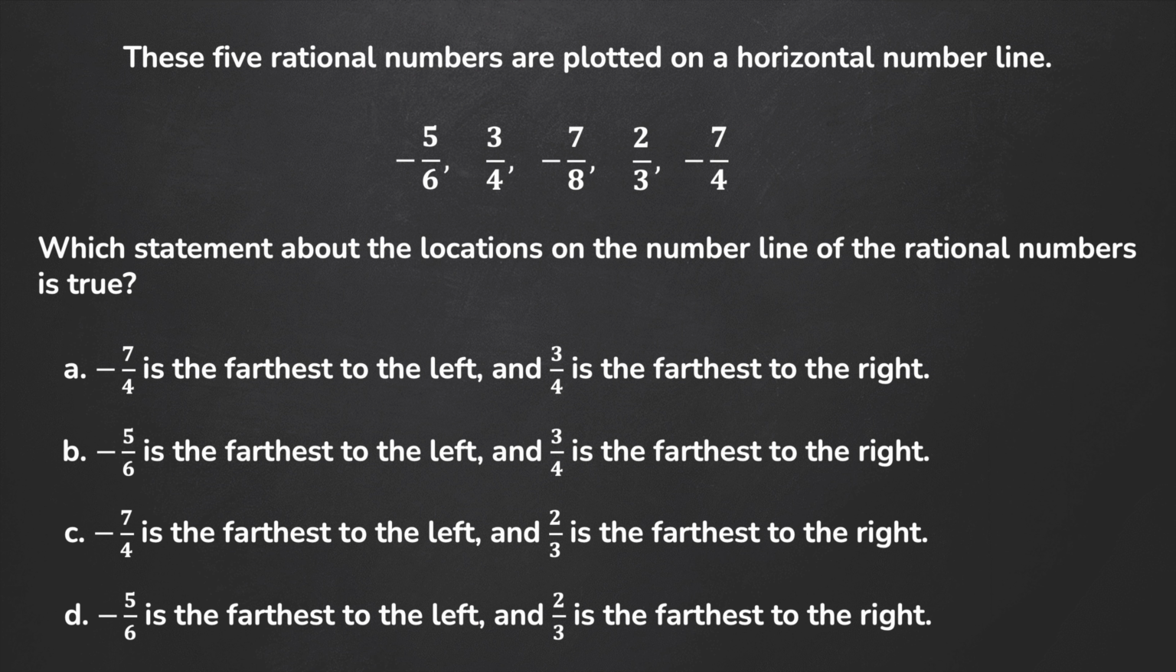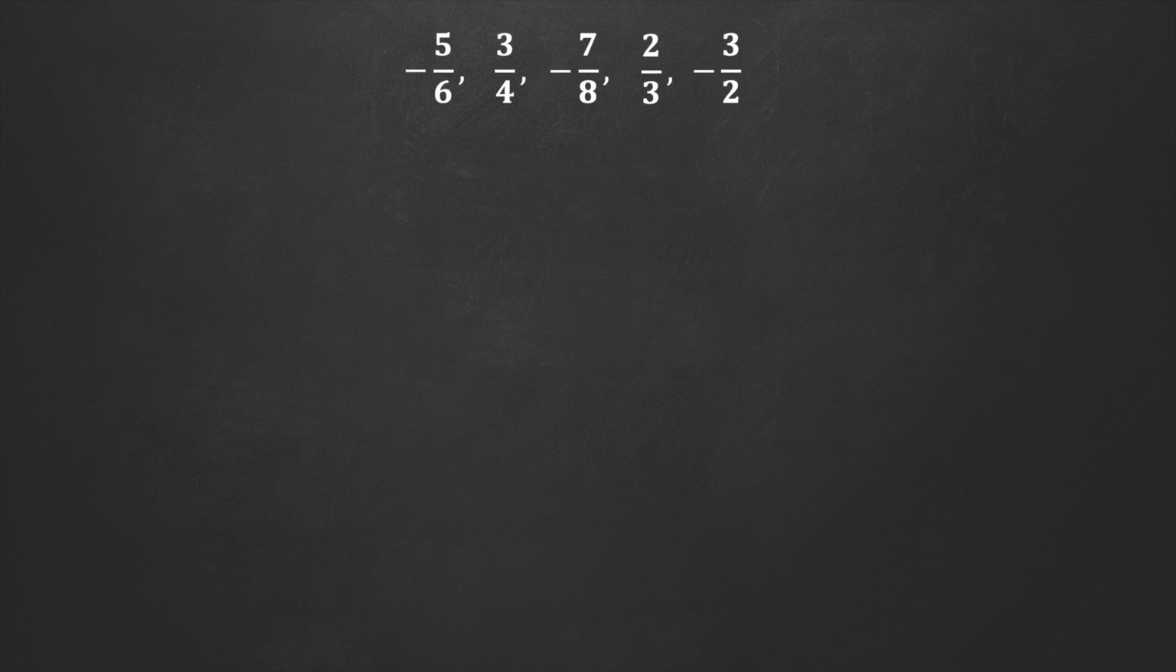So if we look back at our question, that means that there's only two possibilities. And these are the only two possible answers because both of these say that negative 7 over 4 is the farthest to the left. Now, we're going to look at our positive fractions and see which one is farthest to the right. And again, we have two fractions with different denominators, so we have to use the least common multiple to write equivalent fractions, and then we could easily compare these.